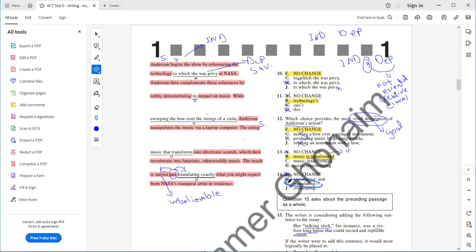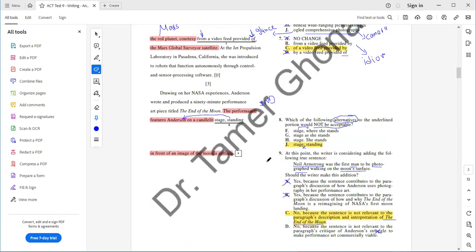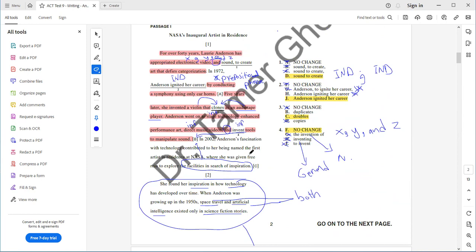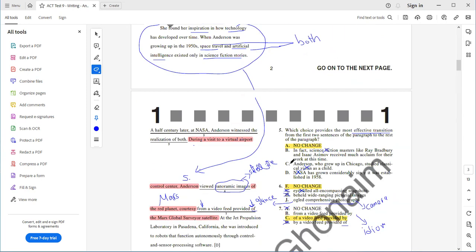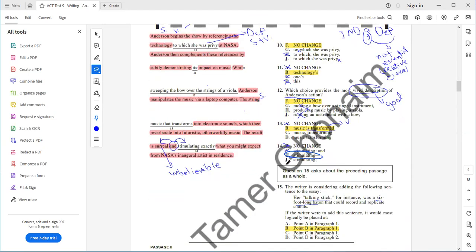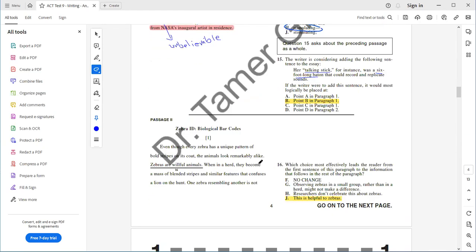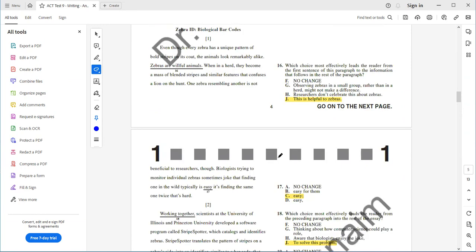So the best answer, as we looked at in part B: before, he talked about tools, and after, he talked about the facilities and sources of inspiration. Clear? Okay, thank you. Let's go to the second passage.